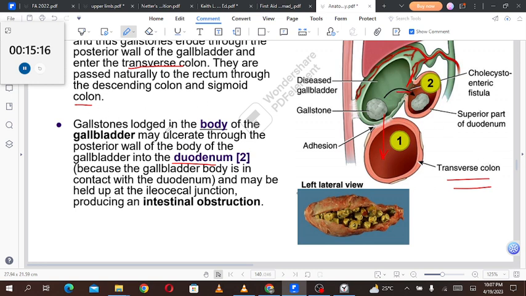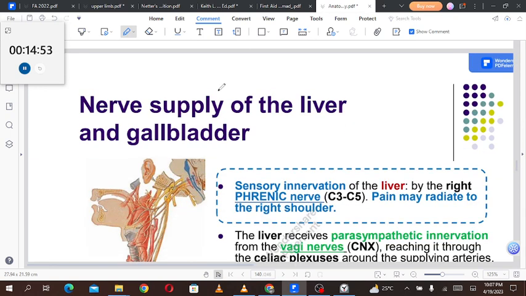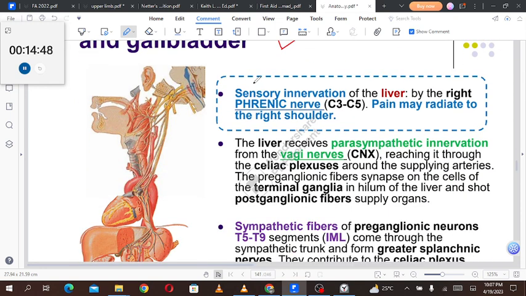What is that problem? The gallstone lodged in the body of the gallbladder may ulcerate through the posterior wall of the body of the gallbladder into the duodenum, because the gallbladder body is in contact with the duodenum, and may be held up at the ileocecal junction, because the ileocecal junction is the narrowest point of the intestine, I guess. So the stone will be stuck there, and that will cause intestinal obstruction, and that will present with gallstone ileus.